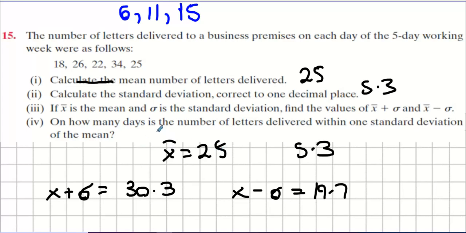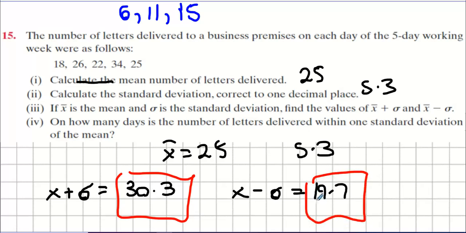On how many days is the number of letters delivered within one standard deviation of the mean? So in how many days is it between 30.3 and 19.7? Just 26, 22, and 25. So it only happens on 3 days. It's only 3 days that's delivered within that range.